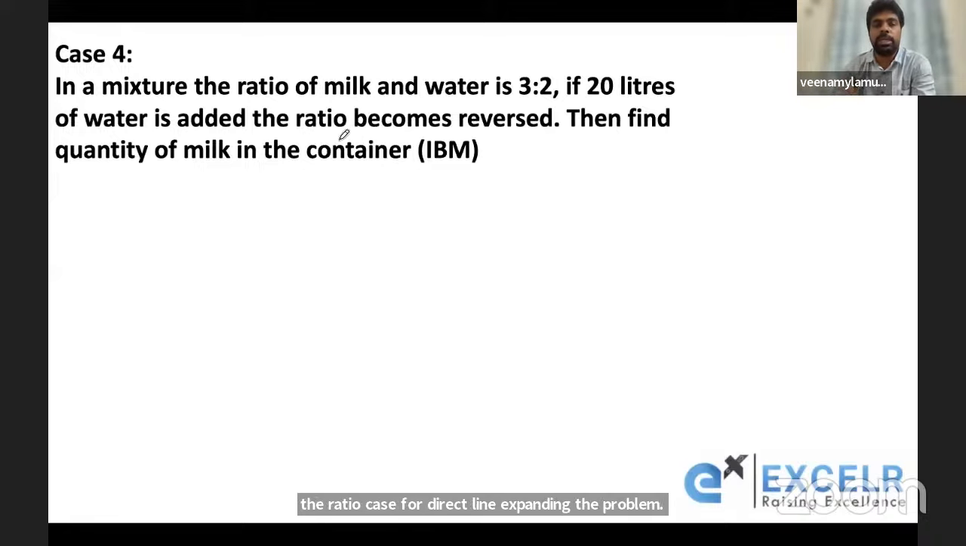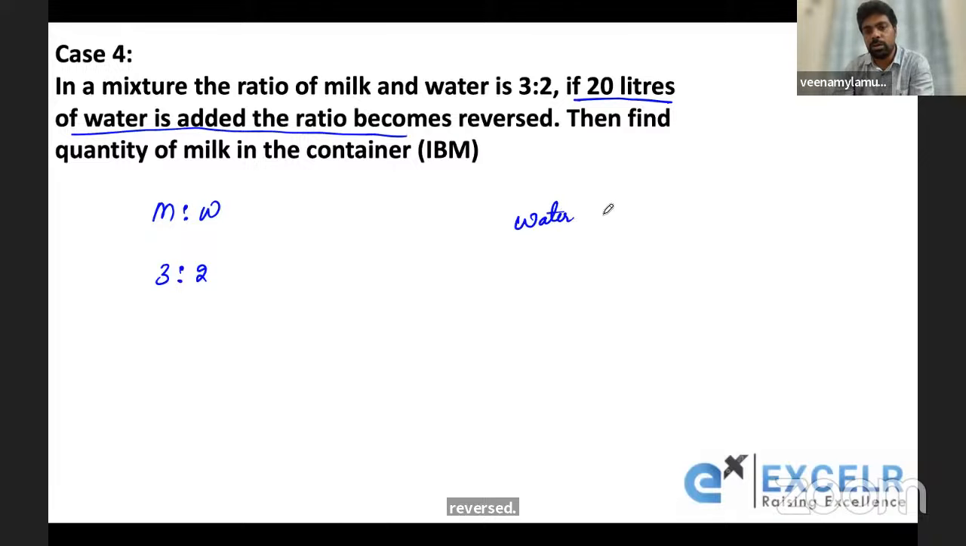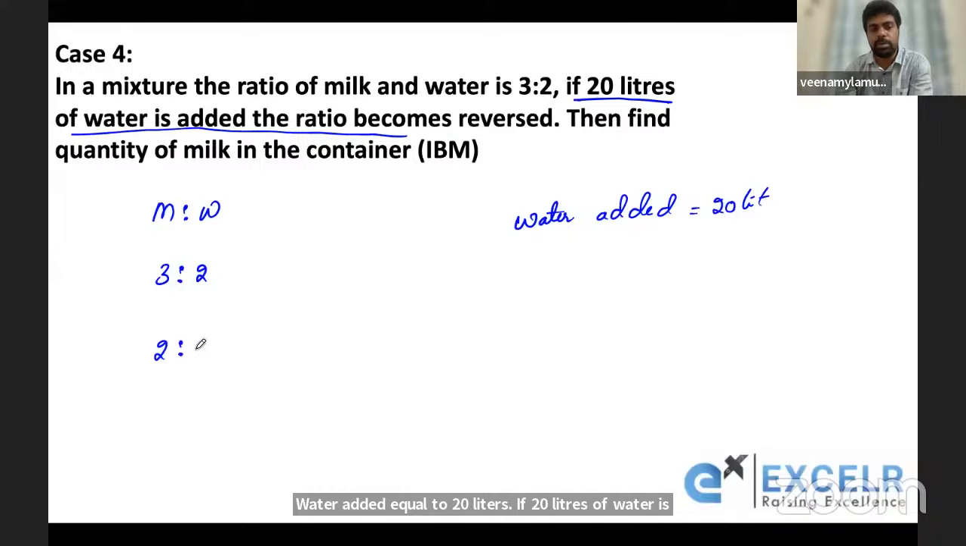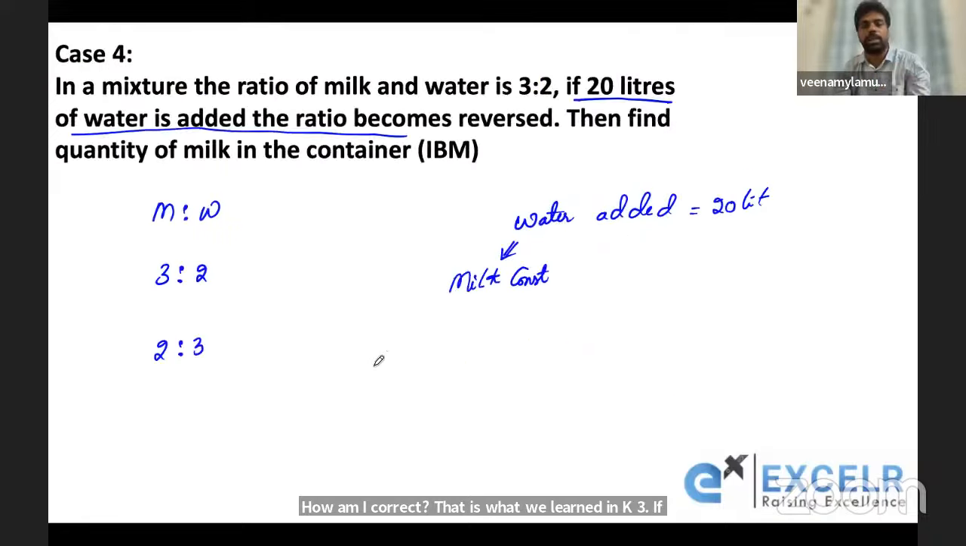In a mixture, the ratio of milk and water is 3:2. If 20 liters of water is added, the ratio becomes reversed. So water added equals 20 liters, and the ratio becomes 2:3. If water is added, which side should be constant? Milk side should be constant. Am I correct? That is what we learnt in case 3. If water is added, which side has 0 parts change? Milk side.